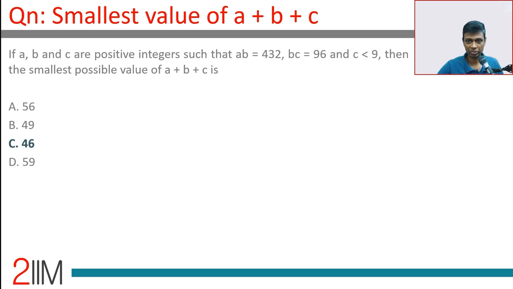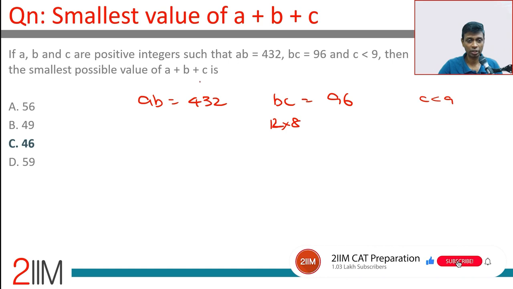AB is 432, BC is 96. A into B is 432, B into C is 96. They're positive integers, C less than 9. Product is involved. So as much as possible, keep the numbers as low as possible or as close to each other as possible. C is less than 9, C could be 8, 12 into 8 works.